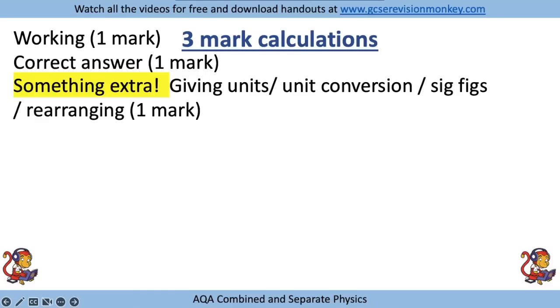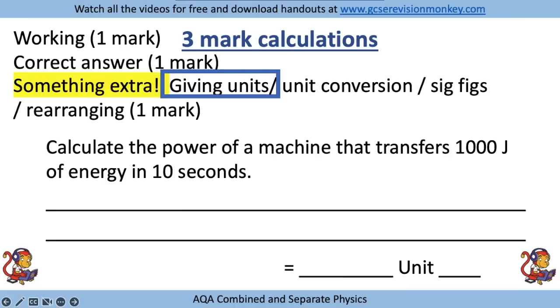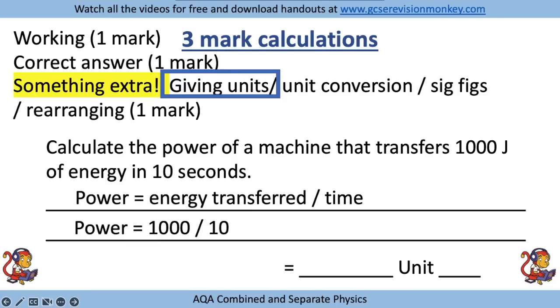So let's have a look at an example where we have to give the units. If we have the same question again, but this time we are asked to give the unit, power equals energy transferred over time is the equation. Put your numbers into the equation to show your working. Give your answer on the answer line, and then provide the units. So in this case, power is measured in watts.